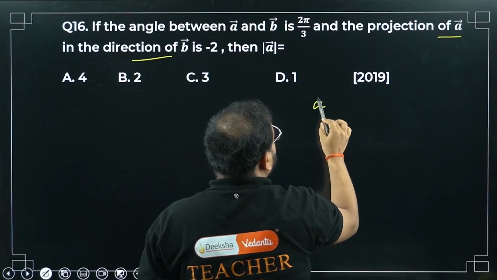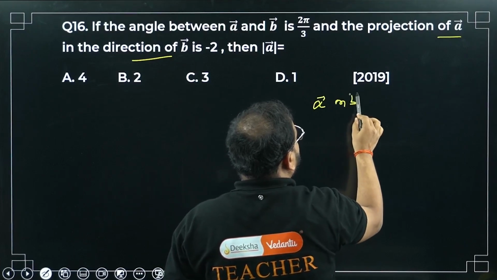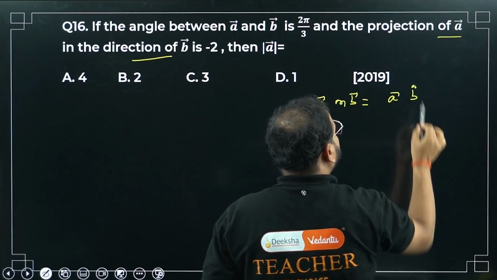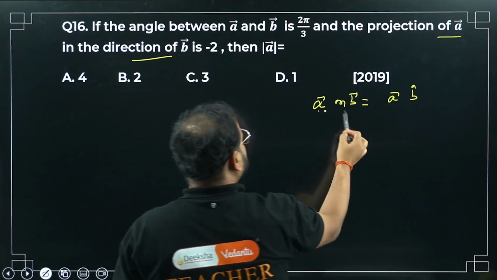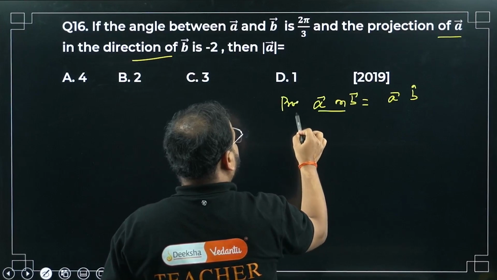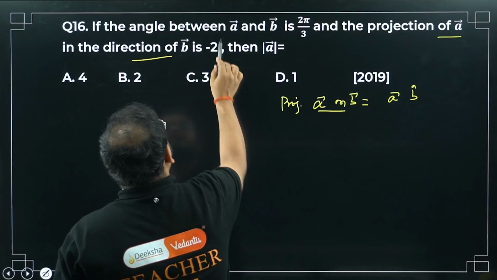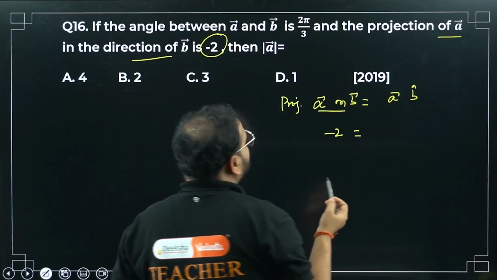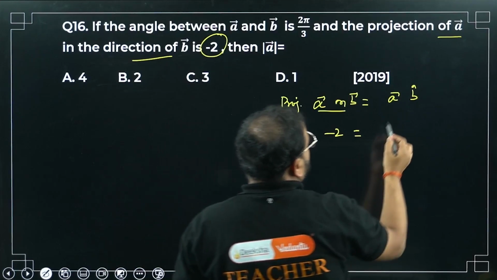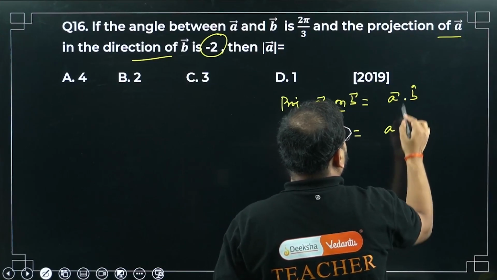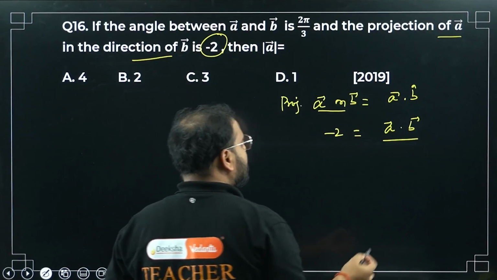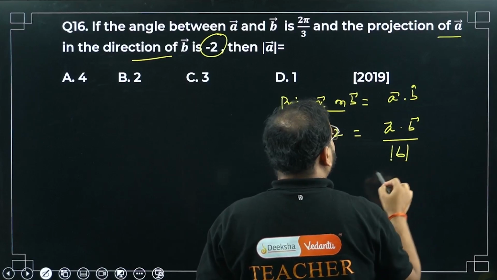Okay. The projection of A on B becomes A dot the B unit vector. This is a projection, right? The projection is given as -2. So -2 equals A dot B upon B mod.